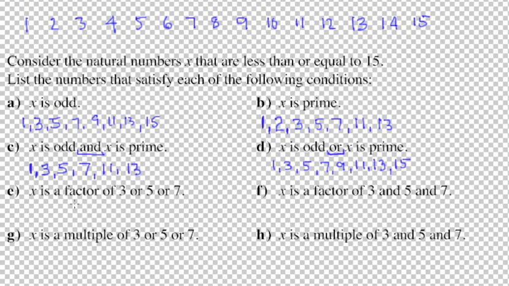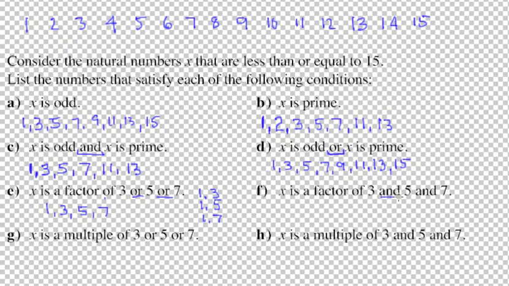X is a factor of 3 or 5 or 7. Okay, well, let's get a list here. The factors of 3 would be 1 and 3. The factors of 5 are 1 and 5. The factors of 7 are 1 and 7. So if any one of these is enough, because they said or, then our complete list would be 1, 3, 5, and 7.